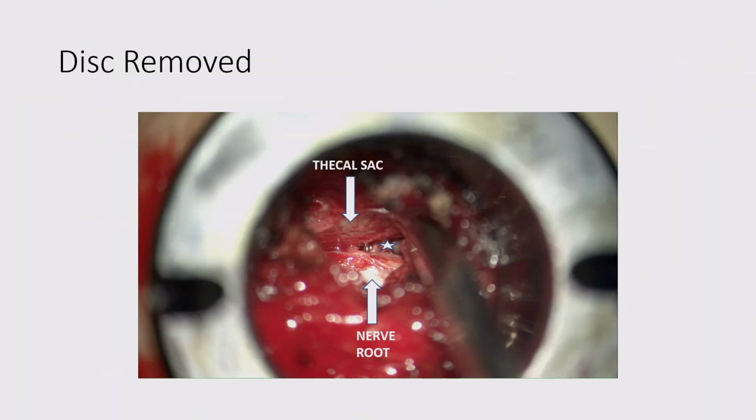So this is essentially the end of the major part of the procedure. We take the tube out and then close everything up. The patient is allowed to awaken. So after the surgery, she did well. Her symptoms resolved and did not return. Her numbness, pain, and weakness all went away, and she had a good recovery.